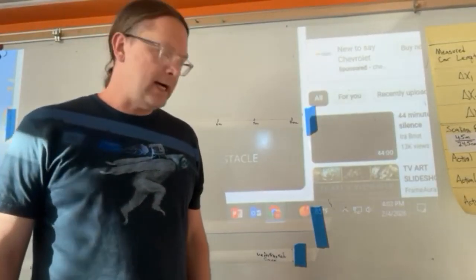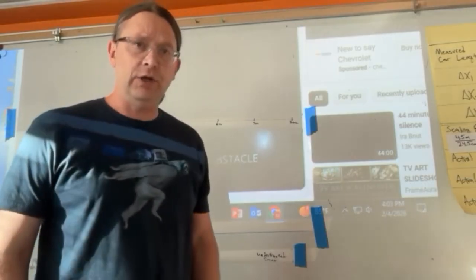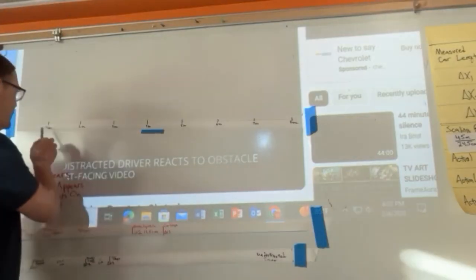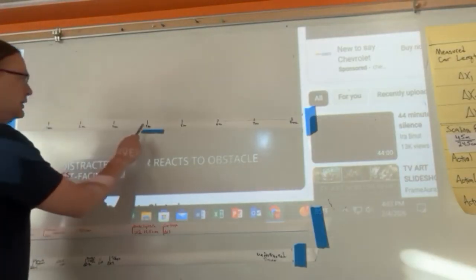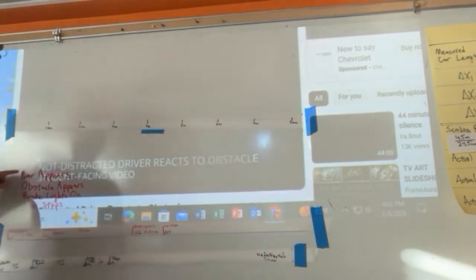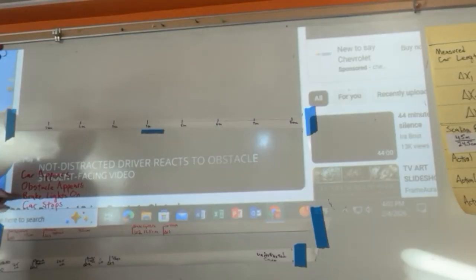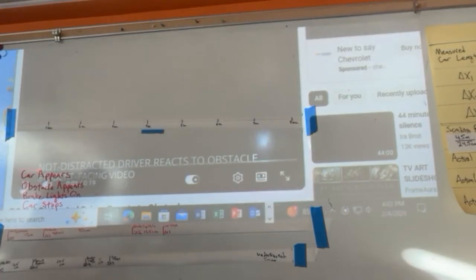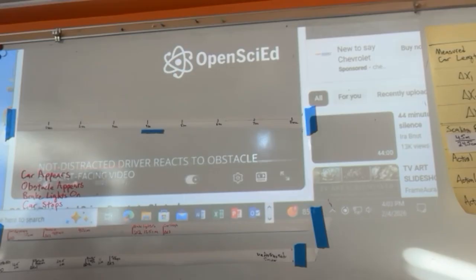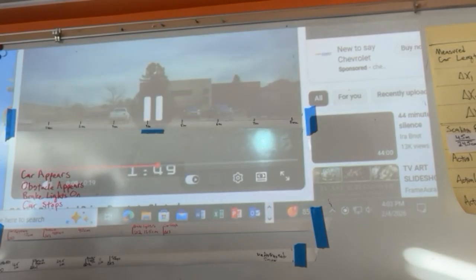Now let's do a timeline of events for the undistracted driver. I have a timeline of seconds, and we will stop the video to see the time code at each of these important moments during the video. When the car appears, I'm focused on the back tire in the frame to get that precise.